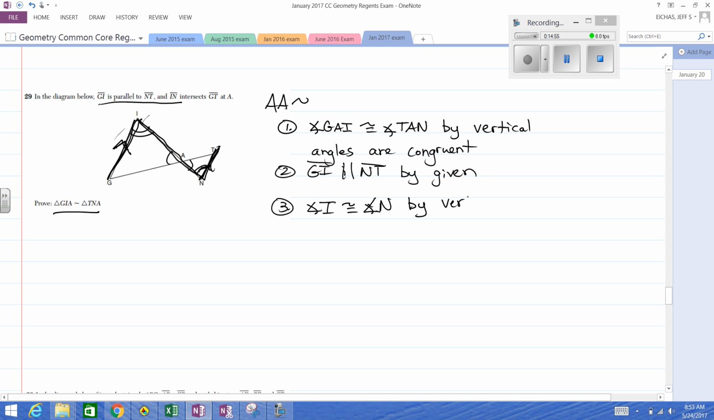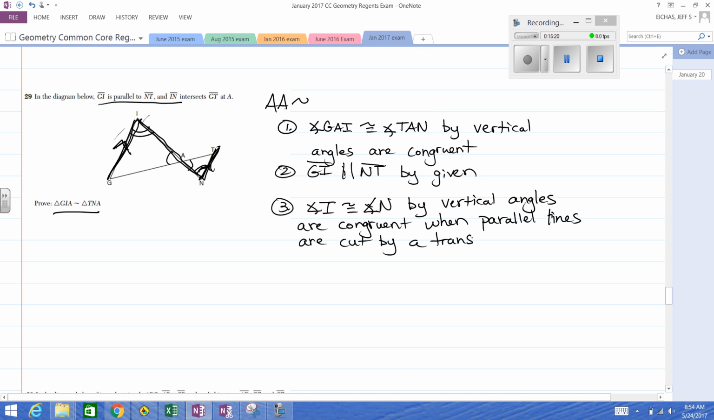By vertical angles. Now I usually use theorem, but some teachers want you to explain it out, so I will. By vertical angles are congruent when parallel lines are cut by a transversal. So just being safe there, explaining it out.